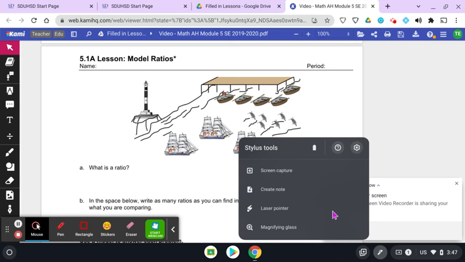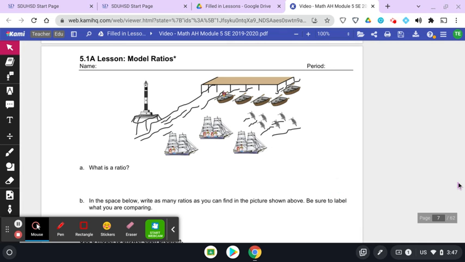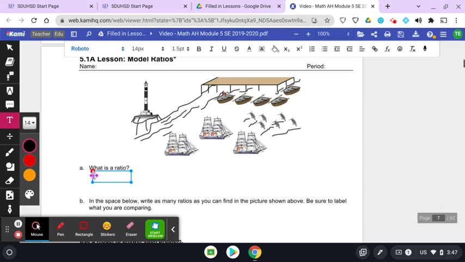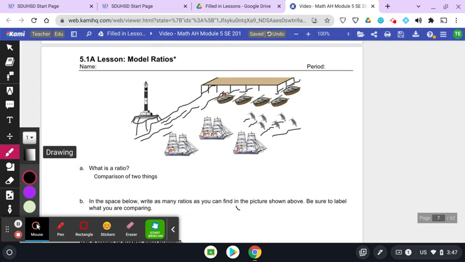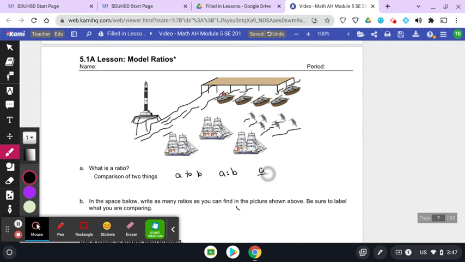All right, welcome to lesson 5.1a, activity 1. We're talking about ratios. Ratios is a review from last year. It's a comparison of two things. Remember we can write it in 3 different formats. We can say A to B, we can say A colon B, or we can say A over B. 3 different ways that you can write the ratio. Any of those formats is fine.